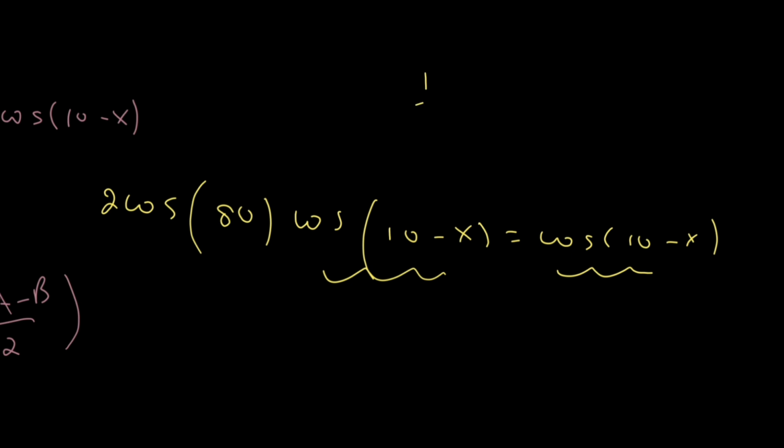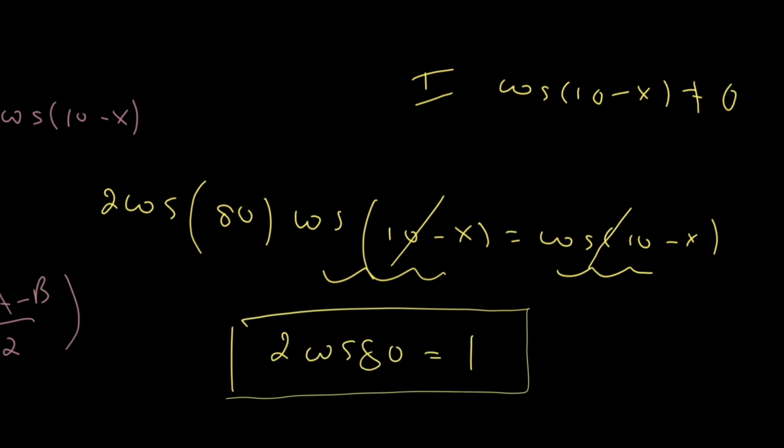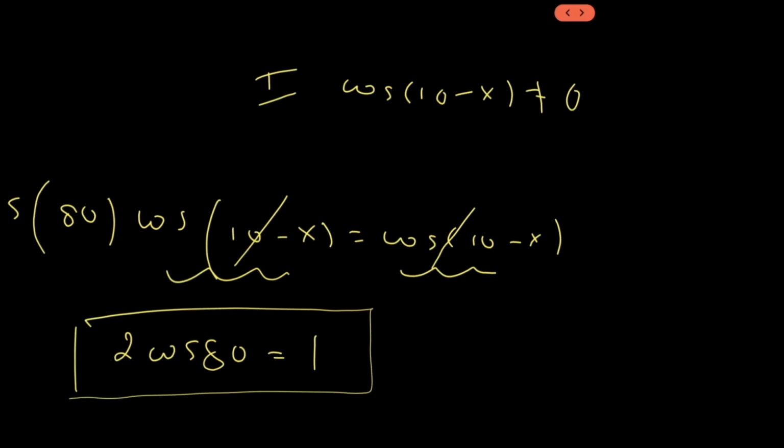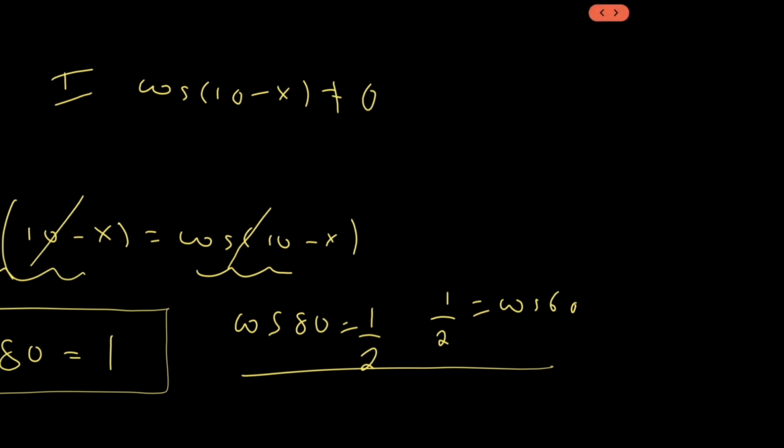So for case 1, where we considered cos of 10 minus x not equal to 0, if we factor this out, we will get 2 times cos of 80 degrees equals 1, and that is not true, because if we divide both sides by 2, we get cos of 80 degrees equals 1 upon 2, but we know that 1 upon 2 is equal to cos of 60 degrees. So this is not true. This means cos of 10 minus x is equal to 0.